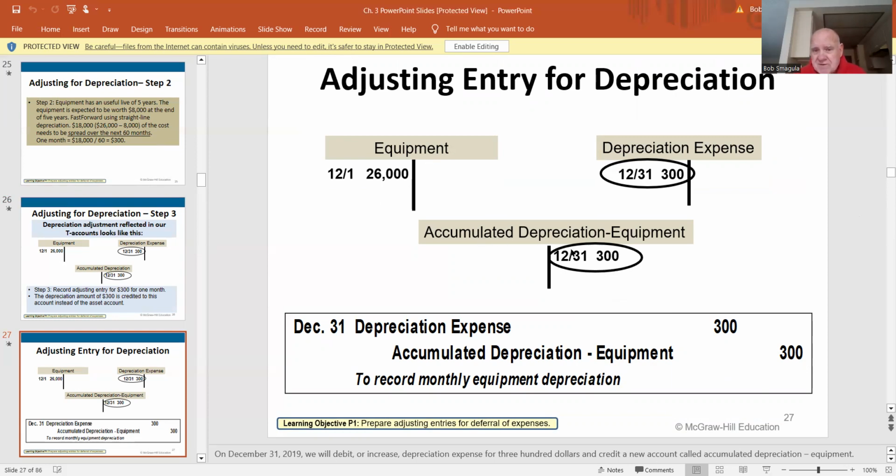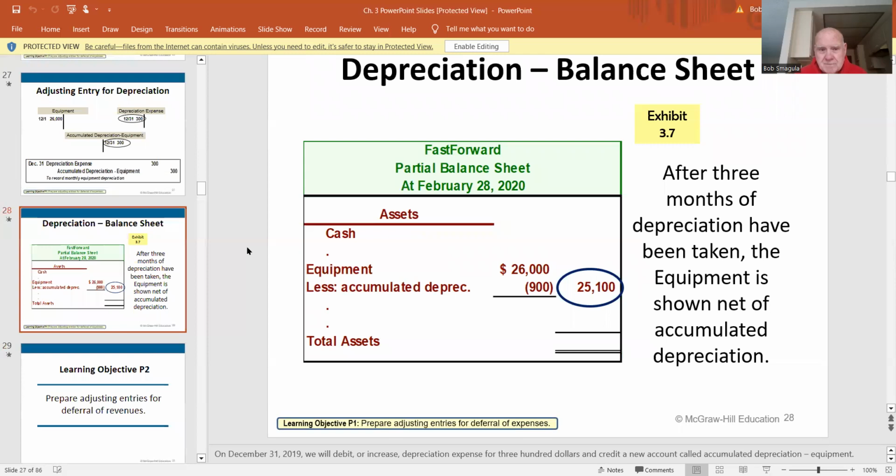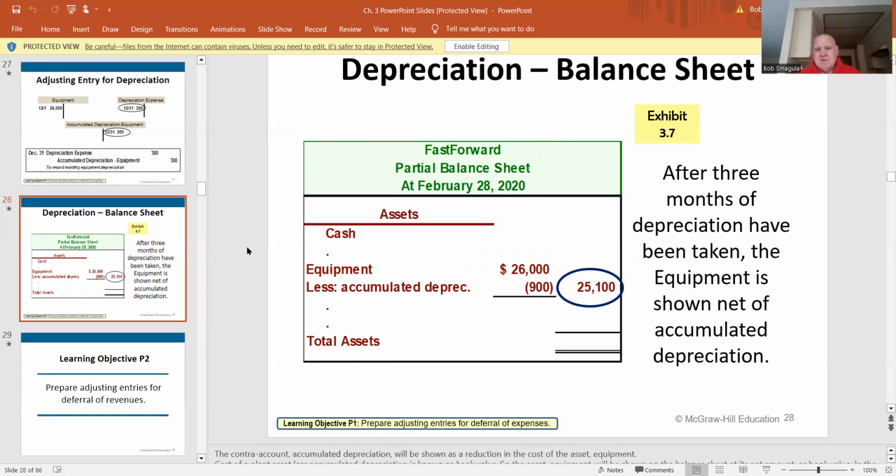$26,000 minus the $300 is $25,700. We would call that the net book value. And here they're giving you a nice demonstration of it. In this particular place here, it's after 3 months. 3 times 300 is 900. The original cost was $26,000. The accumulated depreciation was $900.